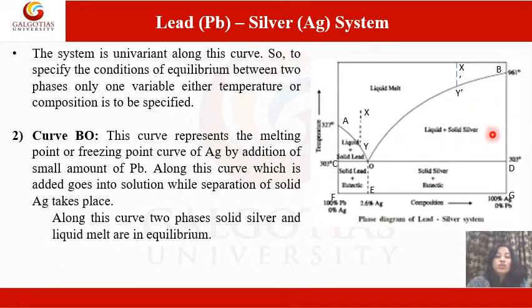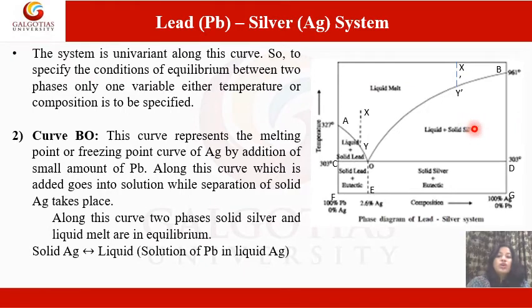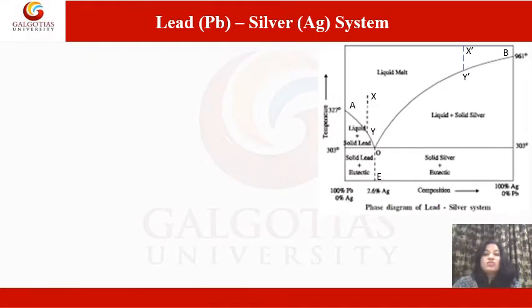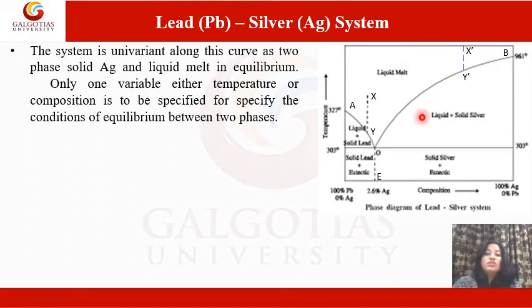Along this curve, two phases, solid silver and liquid metals, are in equilibrium. So, solid Ag and liquid, that is the solution of Pb in liquid Ag, are in equilibrium. For that, C is equal to 2 and P is equal to 2. So according to the phase rule equation, that is F is equal to C minus P plus 1, which is equal to 2 minus 2 plus 1, that is 1, means the system is univariate along this curve.